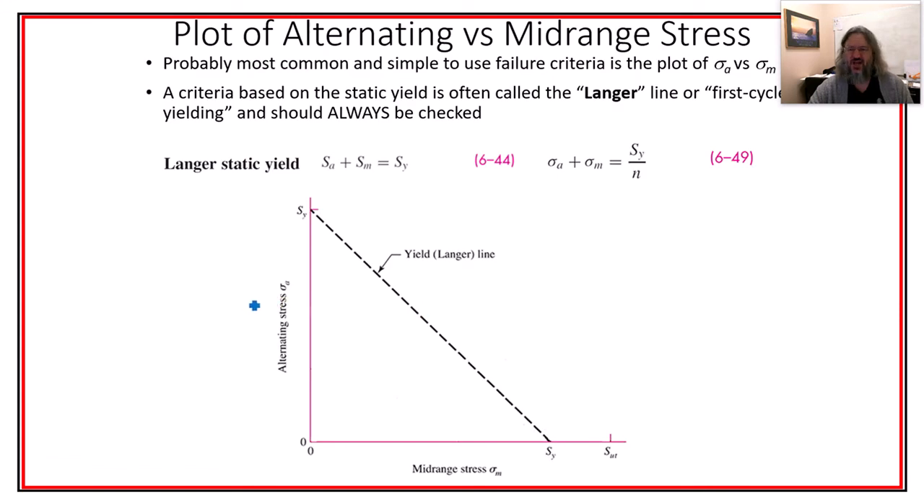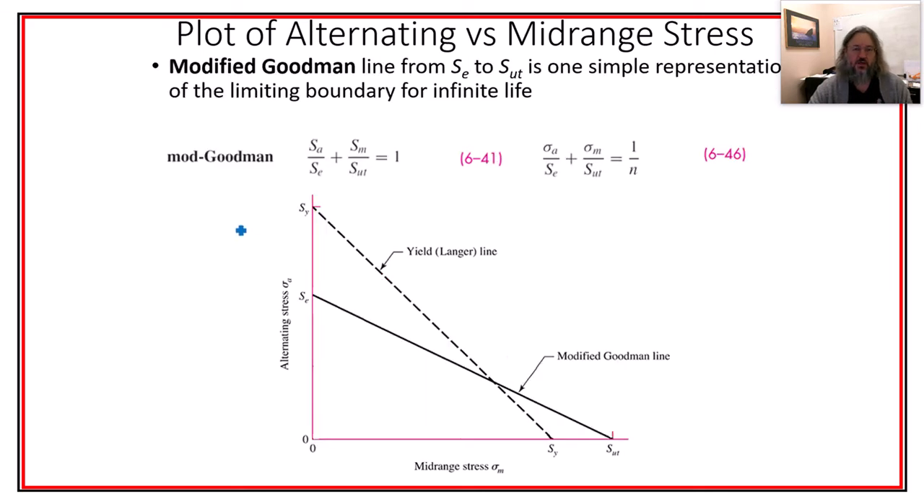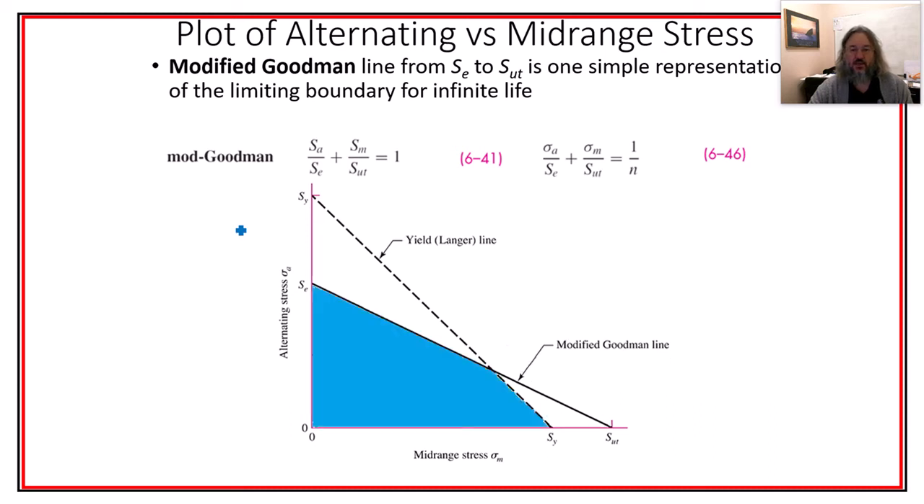So here's just, I made these, so I just kept them, right? So here's the Langer right there, out of this line. And here is how they write out the safety factor in the book. I like the way I wrote mine better. But there you go. Here is the modified Goodman, and you can see that's how it's modified, right?